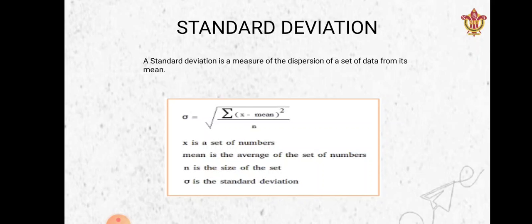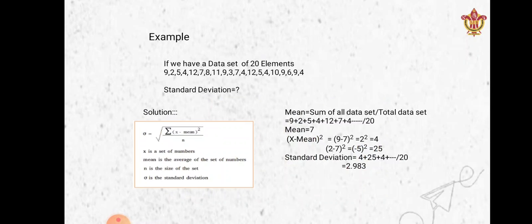X is the set of numbers, as we all know. Mean is the average, we all know. N is the size of the set, and rho is the symbol used for representing standard deviation.